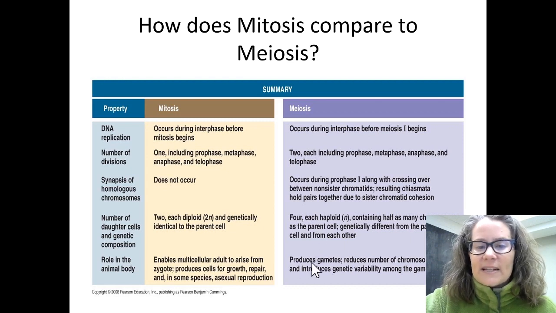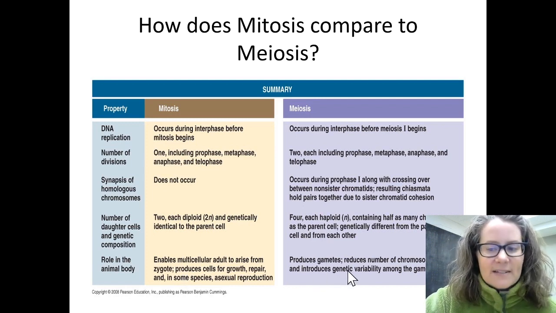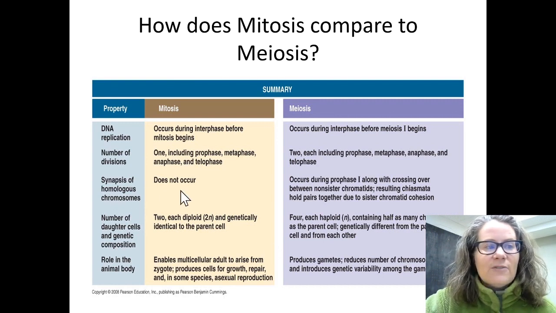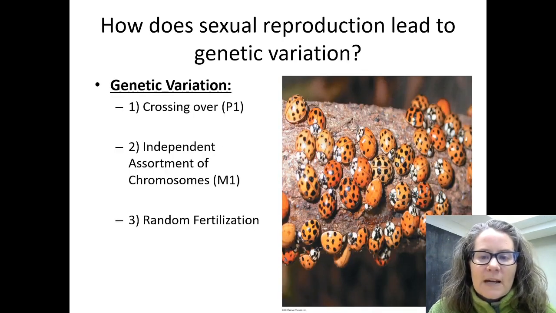And the role in the body is quite different. So we do mitosis to help us grow, to help us replace and repair old cells. So there's lots of good reasons why we do this every day. Meiosis is really about producing gametes. So producing sex cells, getting some variation within our population so that we have offspring that are different than our parents. Now, if we look at this summary, make sure that you know some similarities and differences between mitosis and meiosis.